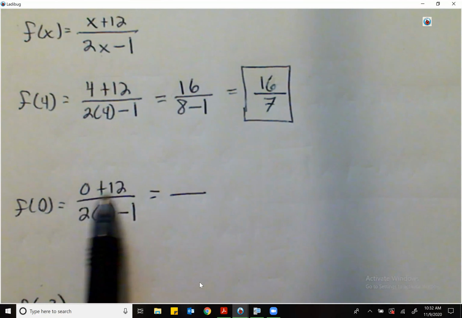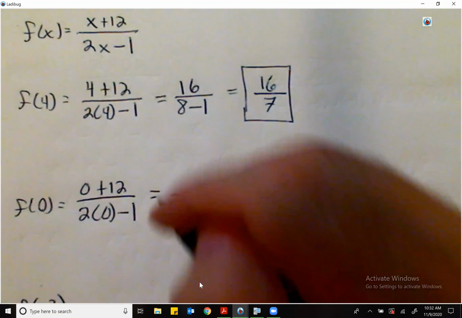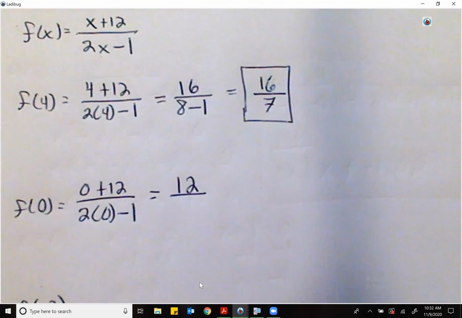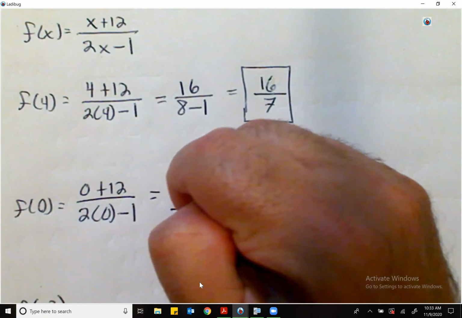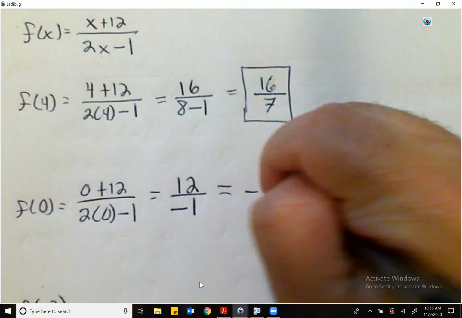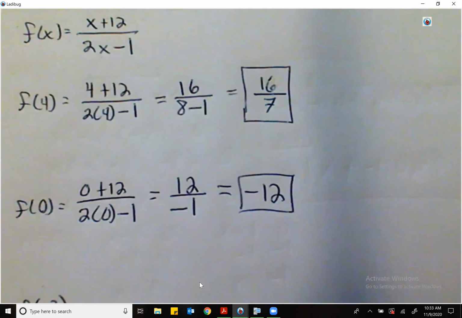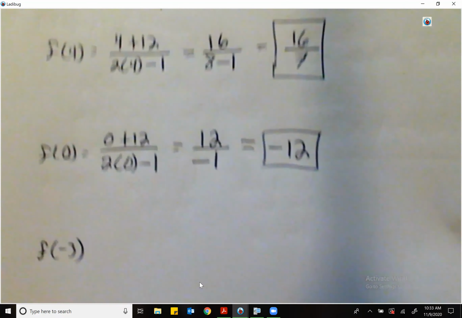Well, what about 0 plus 12? What do we get? 12. Okay. And 2 times 0 minus 1, what do we get? -1. Say again, Michelle. -1. So in the end, what is the answer for f of 0? -12. Yay. Is it speeding up a little bit better now? Yeah. Okay.